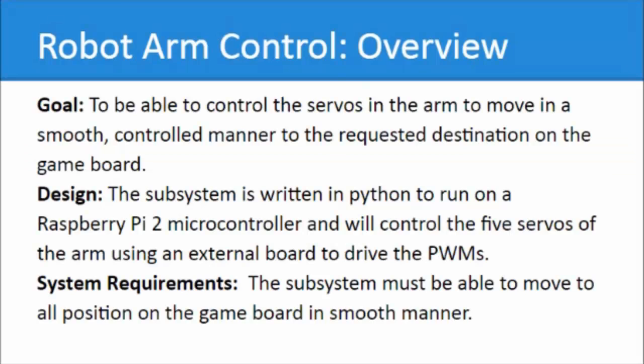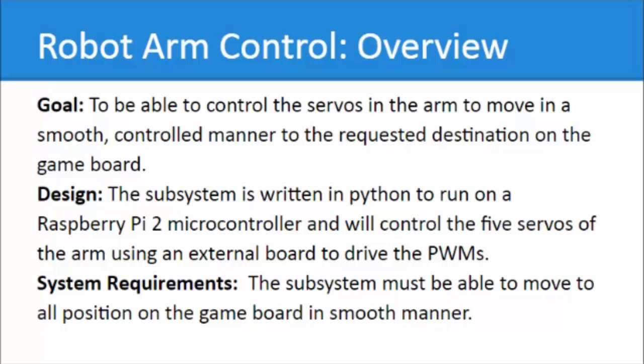This is the robotic arm control subsystem. The goal of this subsystem is to be able to control each servo in order to move the robot arm to any of the board positions in a smooth controlled manner. The main requirements of this subsystem is that the arm must be able to move to any position on the board in a quick, smooth manner given an acceptable movement command from the game AI.